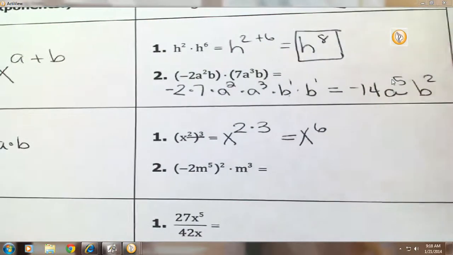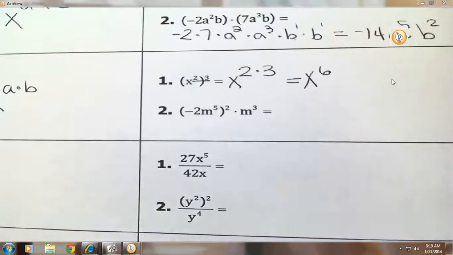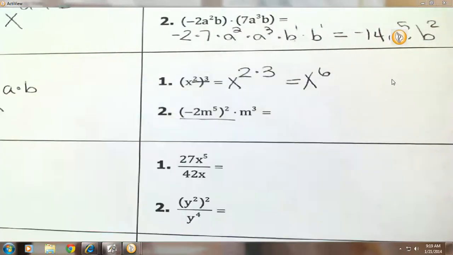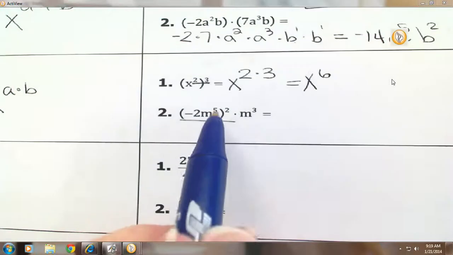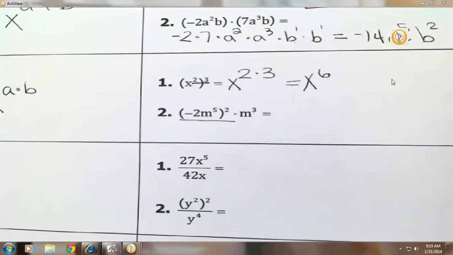I'm writing it out just so you can have a clear explanation. Now in example 2, we've got several things going on. The first thing I would clean up is this parenthesis here. We have negative 2m to the 5th all raised to the 2nd power. So do I just take 5 times 2? No. Negative. What else do I need to do?